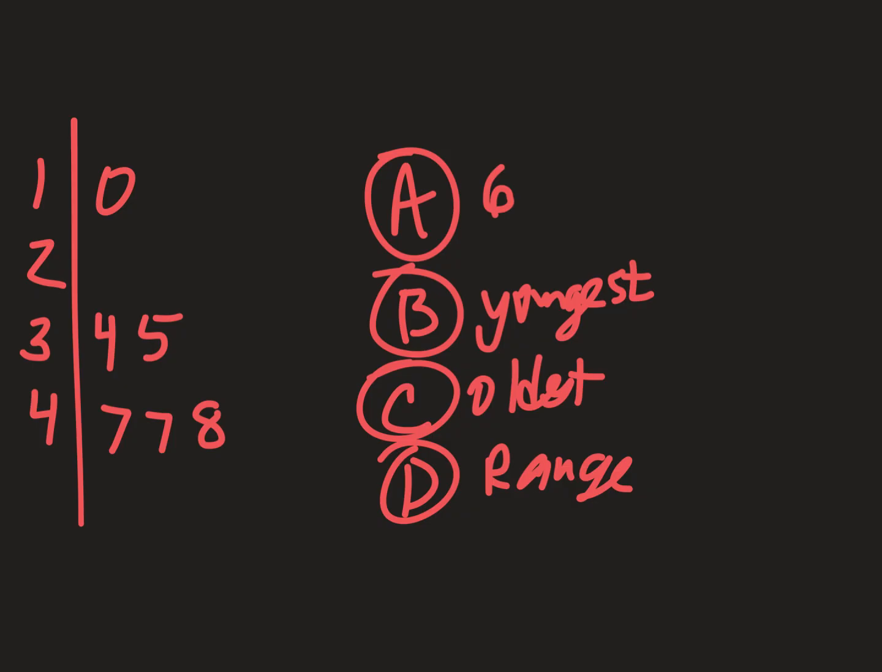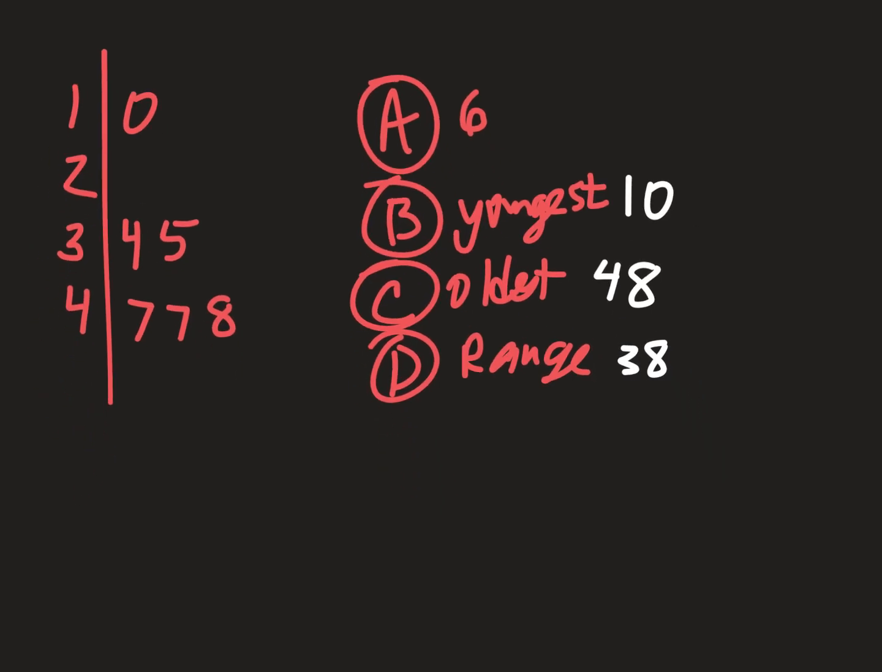Dylan, youngest? Youngest was 10. Oldest? 48. Correct. And Ben, the range? Because you take the oldest minus the youngest, and you get 38. Good. All right, cool. If we were to make this into a box plot, would it be as simple as starting with a 10-year-old, ending with a 48-year-old? Would that be a good start to the box plot?